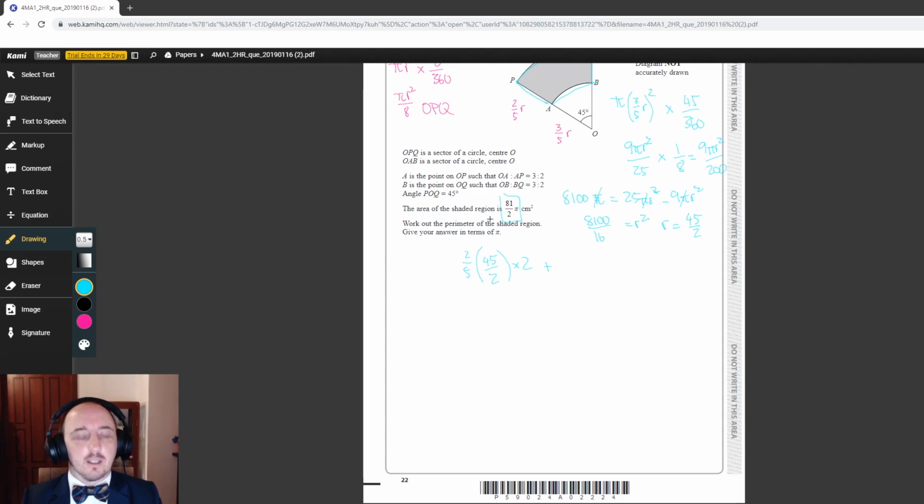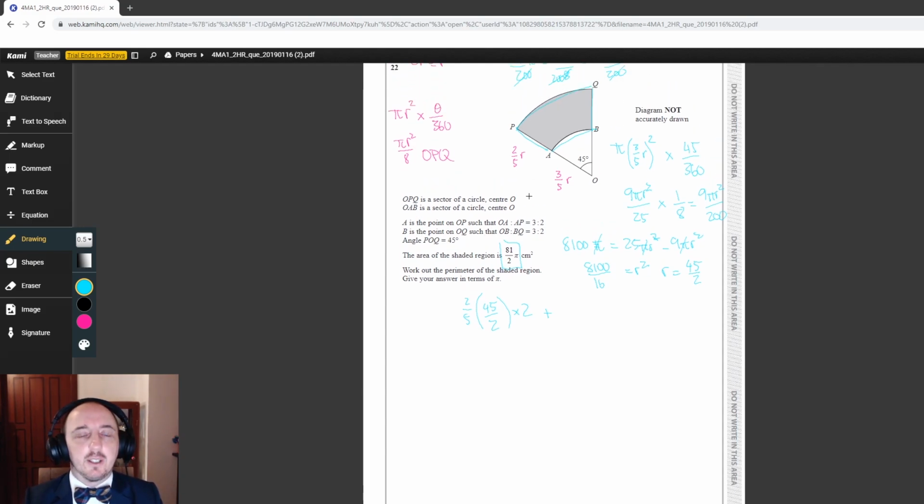Plus, we have PQ, so the arc length formula for that is 2 pi r times theta over 360. That will give us the larger arc, and then the smaller arc AB is 2 pi, we're not using r this time, we're using 3/5 r, times 45 over 360. So quite a complicated one there. Let's try and tidy this up.